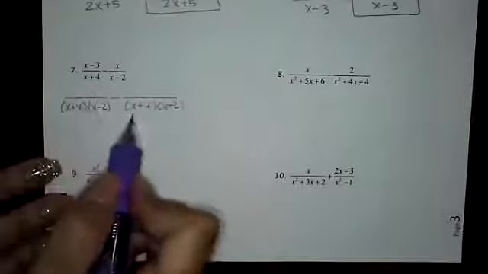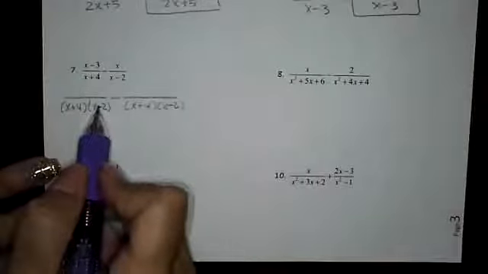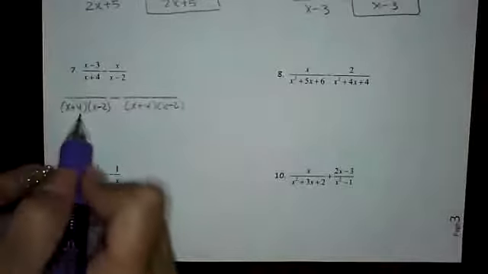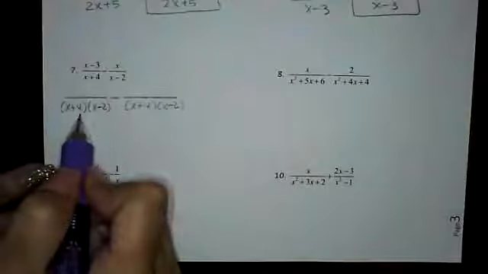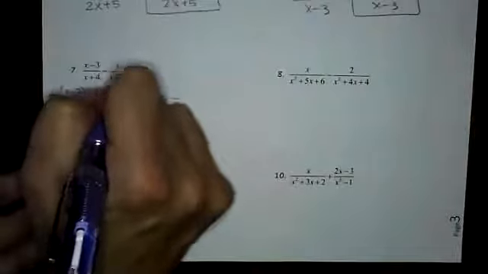Here is our new least common denominator. The x plus 4 goes into that one, and the x minus 2 goes into that one. Now, to get from this first denominator to this one, I multiply times x minus 2. I can't just do that because it's changing the value. So I'm going to have to multiply the top times x minus 2 as well.